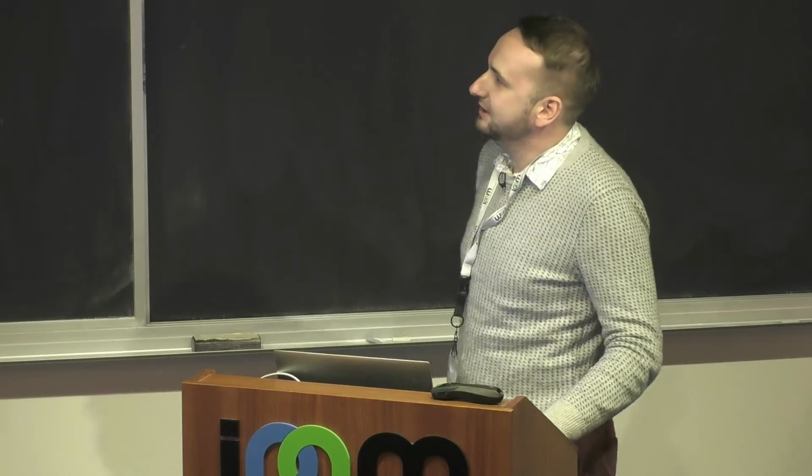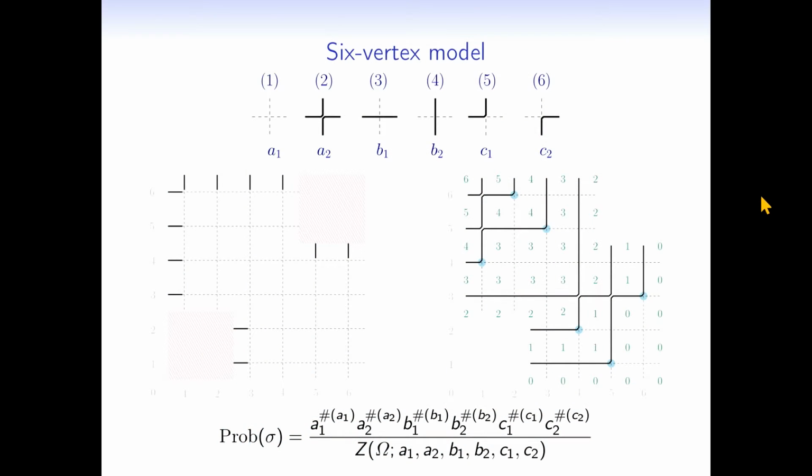So I will have 6 weights, A1, A2, B1, B2, C1, C2. So there will be 6 constants appearing here. I will be dealing with a model in some finite domains. So typically, I will have some incoming paths, outgoing paths, and then the configuration will be somehow connecting all these paths together. I will be weighting configurations according to A1 to the number of A1 vertices, A2 to the number of A2 vertices, etc., normalized by some partition function to make this sum up to 1.